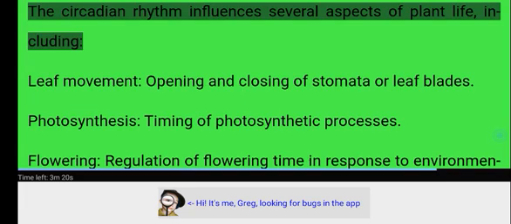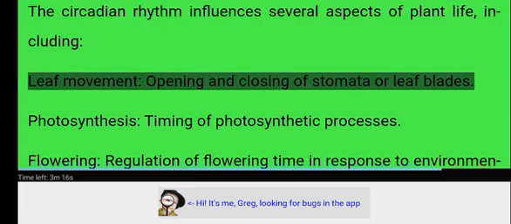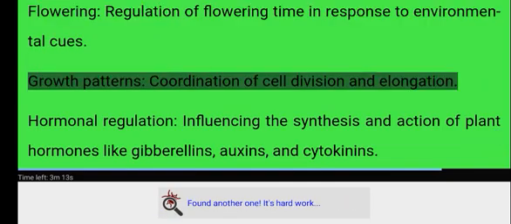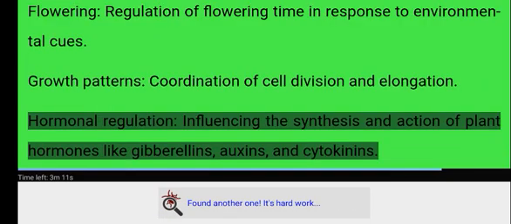The circadian rhythm influences several aspects of plant life, including leaf movement, opening and closing of stomata or leaf blades; photosynthesis, timing of photosynthetic processes; flowering, regulation of flowering time in response to environmental cues; growth patterns, coordination of cell division and elongation; and hormonal regulation, influencing the synthesis and action of plant hormones like gibberellins, auxins, and cytokinins.